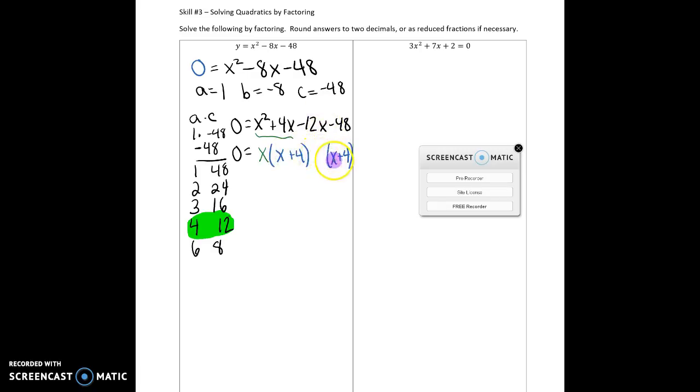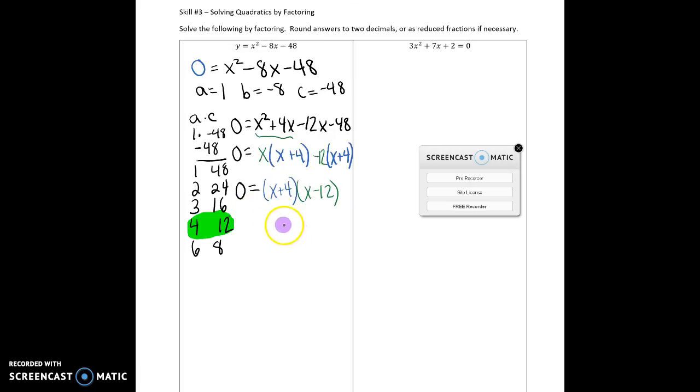So now, something times x should get me -12x. Well, that's got to be a -12. And then double check, -12 times positive 4 gets me back to -48, so that means I'm good. So now we have 0 equals x plus 4, my repeated term, times x minus 12. All right, so that's factored.